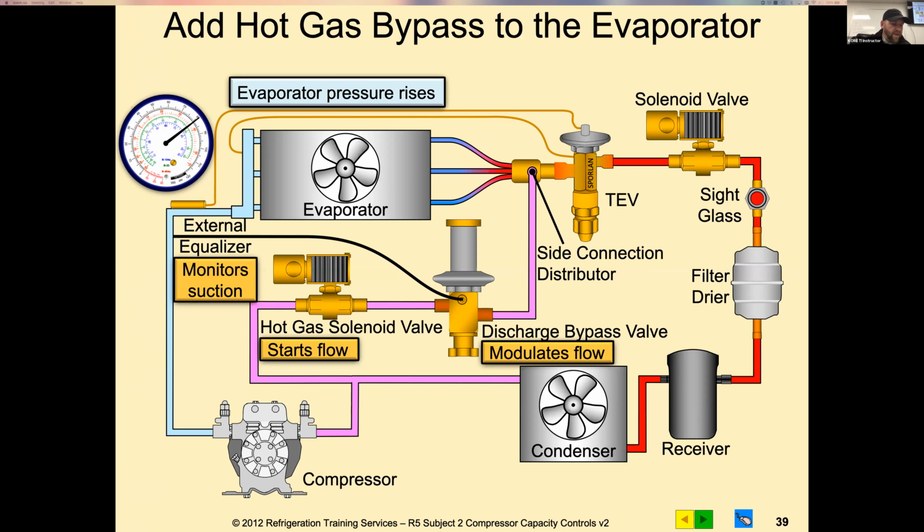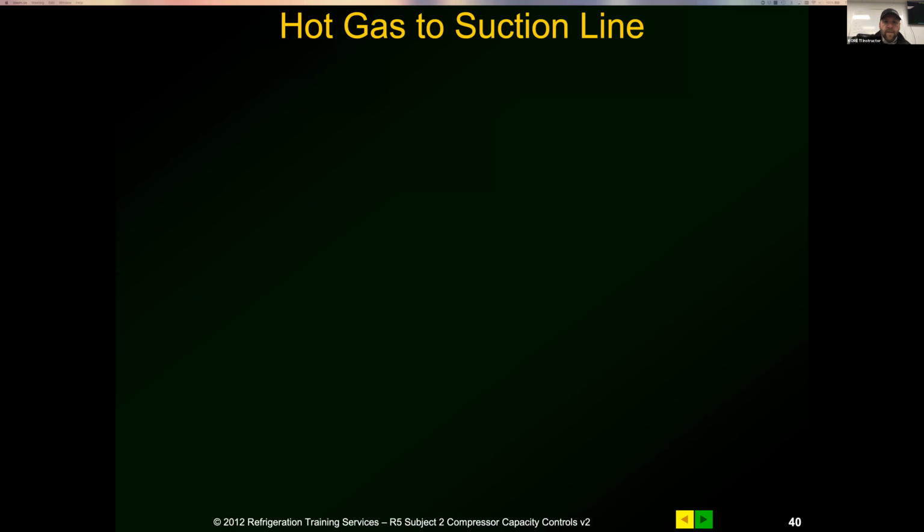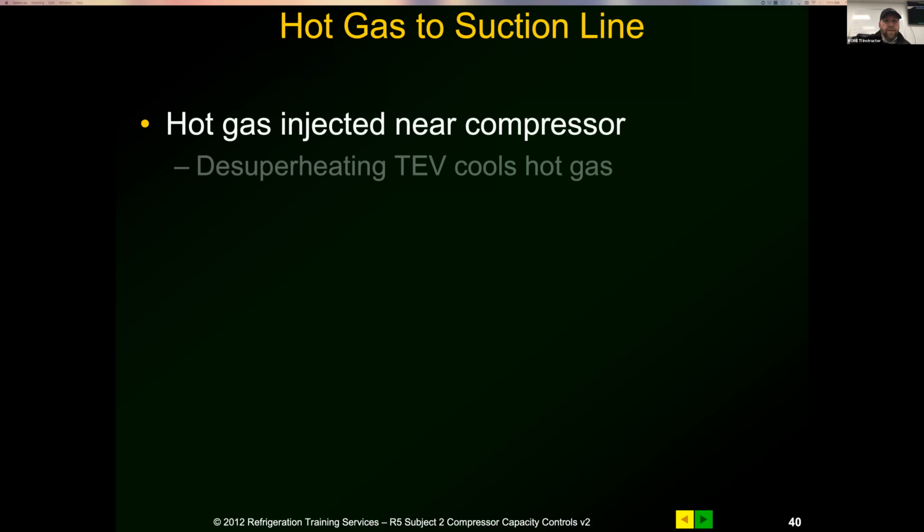We have electronic valves that'll do the same thing. Hot gas to suction line. Hot gas is injected into the compressor. Desuperheating TXV or TEV cools hot gas.